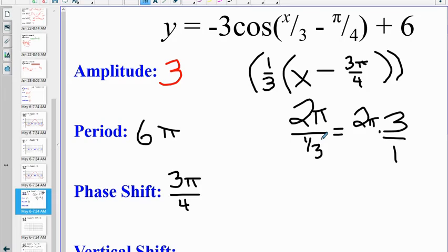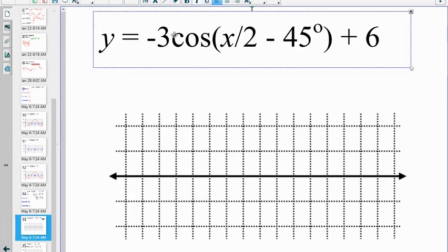And then finally, vertical shift of 6 or plus 6 or up 6. Any one of those is going to be okay. All right, and then I'm going to have to copy this and paste it again onto the next one because I goofed up.